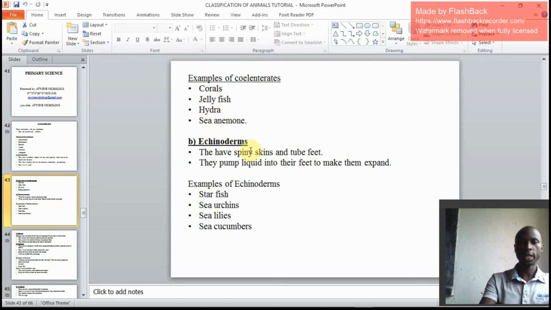Then we have echinoderms as another group. They have spiny skins and tube feet. They pump liquid into their feet to make them expand. Meaning if they want their feet to expand, they just pump liquid into them. Examples are starfish, sea urchins, sea lilies, and sea cucumbers.